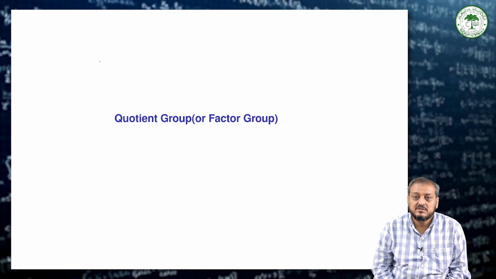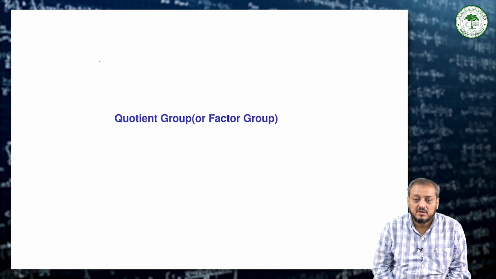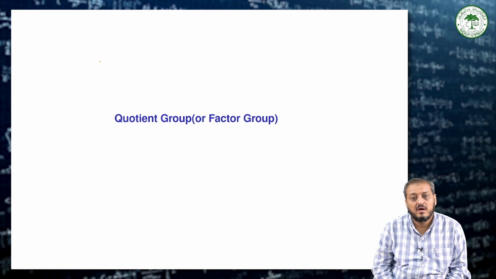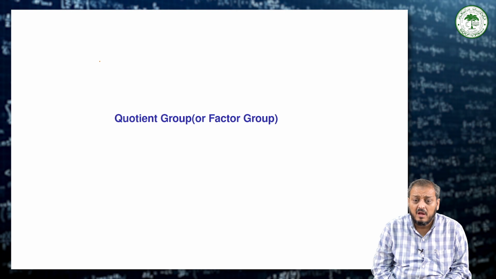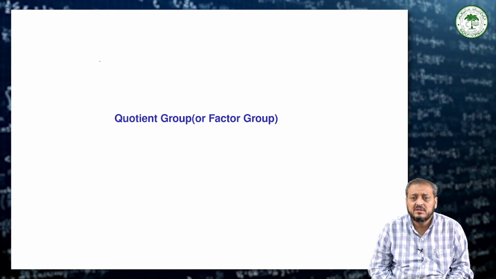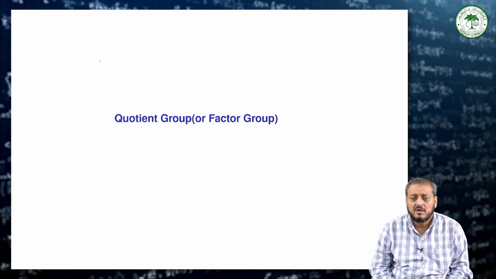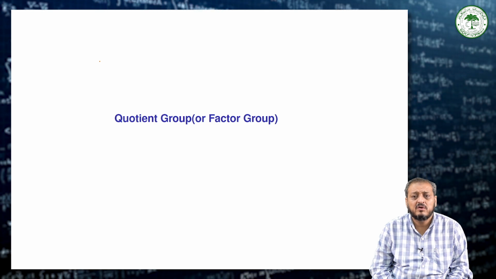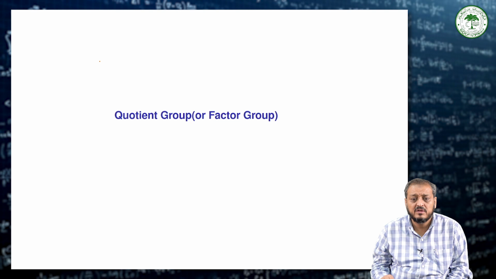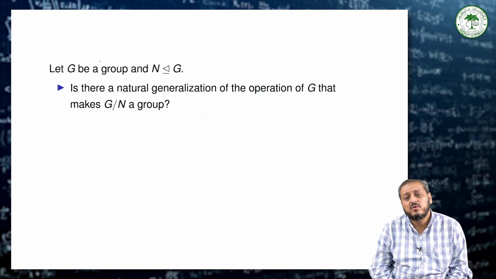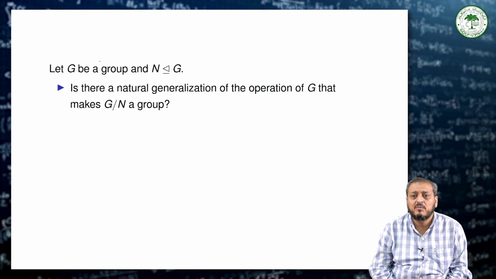In this class, we have to discuss the quotient group, also called a factor group. In the previous class, we discussed some problems related to the normal subgroup. So, let's start: let G be a group and N a normal subgroup of G.